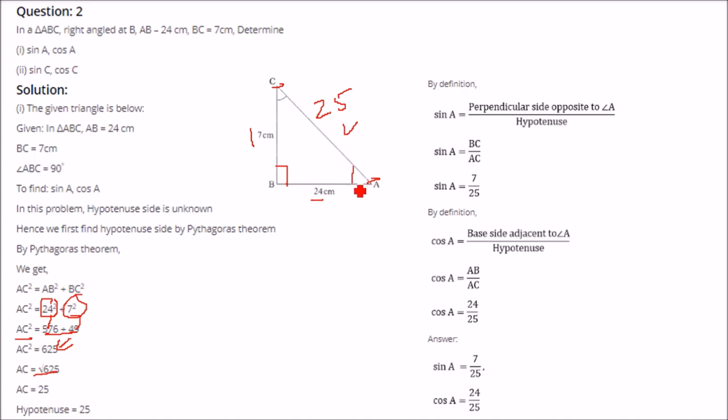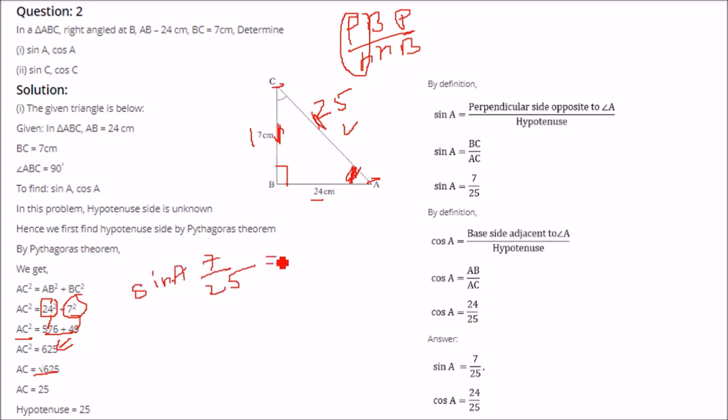Now we have to find sin A, cos A. For that, if you take this angle, this is sin A. According to this angle, let me tell you, you have to write it everywhere in this discussion. So here, what is this? Sine is perpendicular by hypotenuse. So for this angle, perpendicular is this and hypotenuse is this. So it will be 7 by 25. So sin A will be 7 by 25.